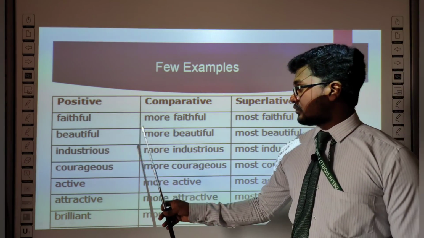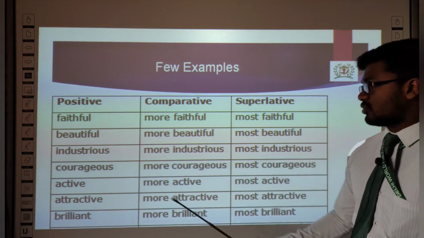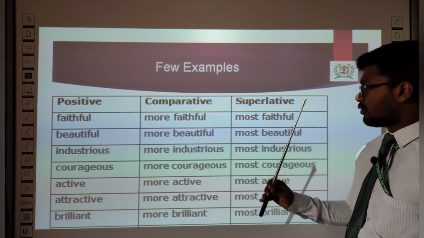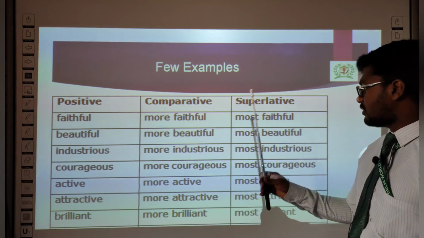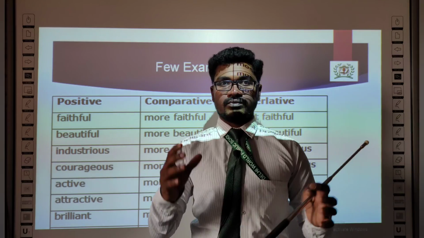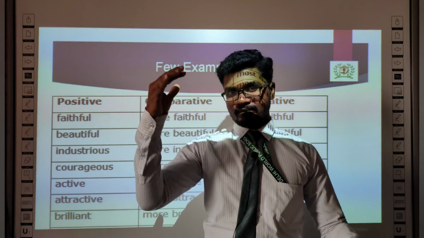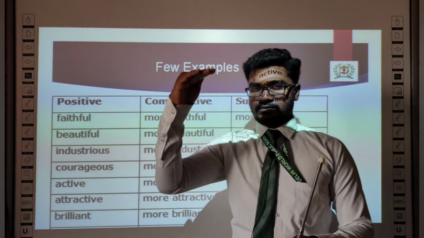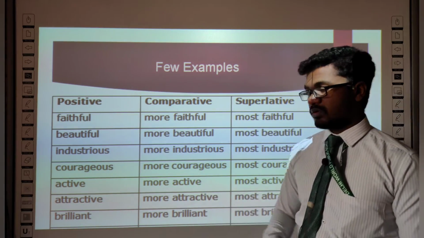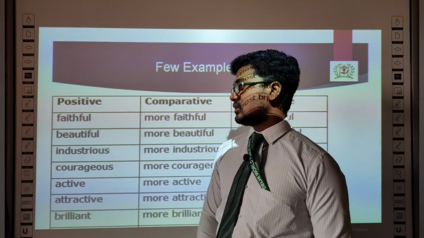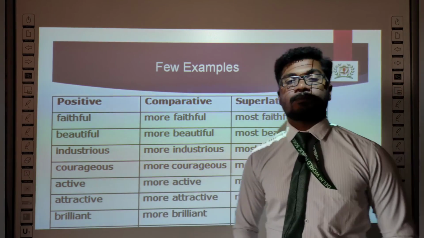Next, regarding more and most. Faithful, more faithful, most faithful. Beautiful, more beautiful, most beautiful. When you are comparing three beautiful things, the highest beautiful one, you will use most. Below that, you will use more. Very much below that, you will use beautiful, and so on.